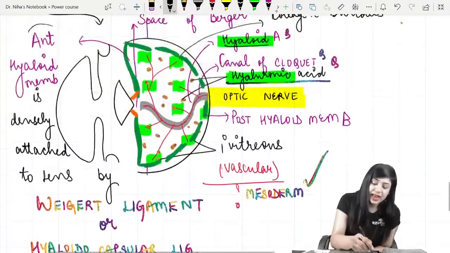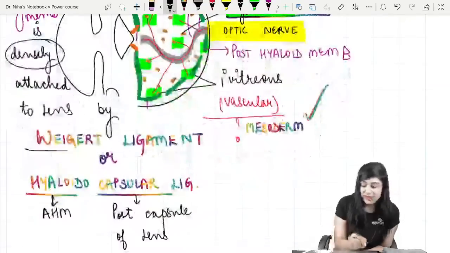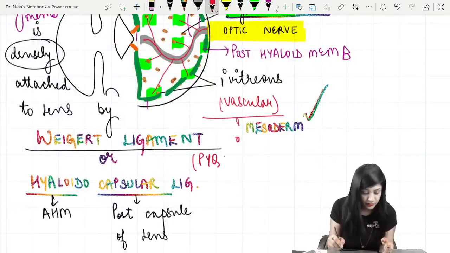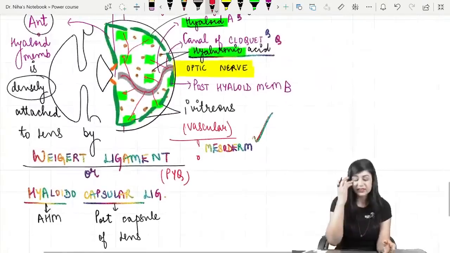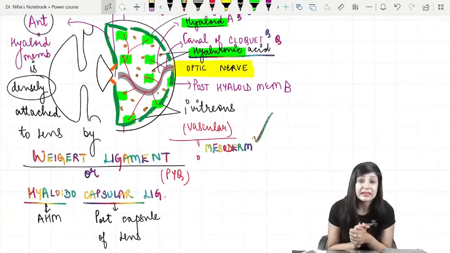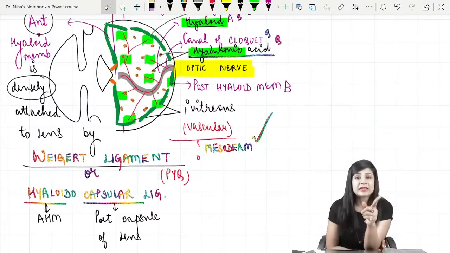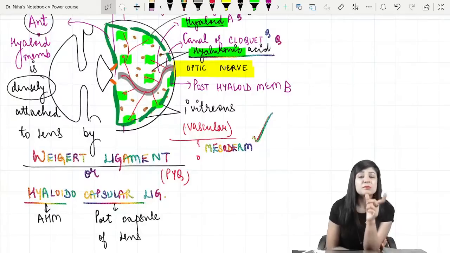It is this anterior one which is densely attached with the help of a ligament. This is also a PYQ, the attachments. Now you can see the full one. This is the anterior hyaloid membrane connected with the help of a ligament called Weigert's ligament. The other name is hyaloidocapsular. So if they are asking you the attachment, just remember the name hyaloidocapsular.